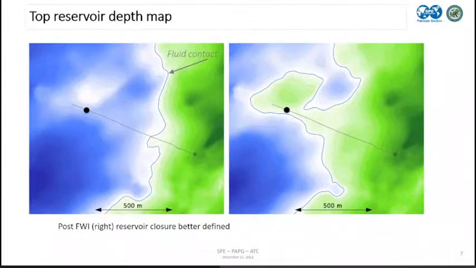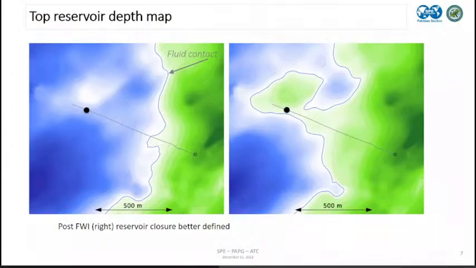So another validation, we had an interpreter picking a horizon on your depth stretch seismic. On the left-hand side, it was migrated with the smooth starting model that we used as input to FWI. And on the right-hand side, we can see the reservoir horizon picked on the seismic migrated with the full waveform inversion. I think our picture speaks 1,000 words.